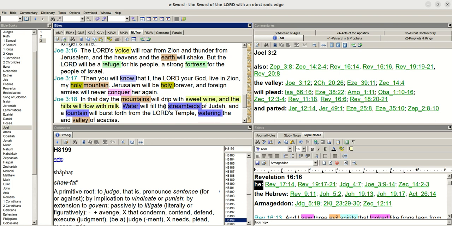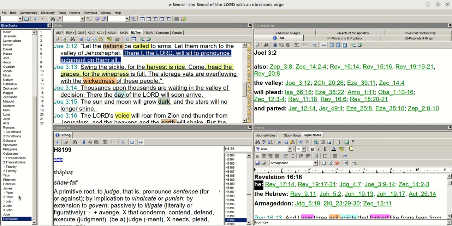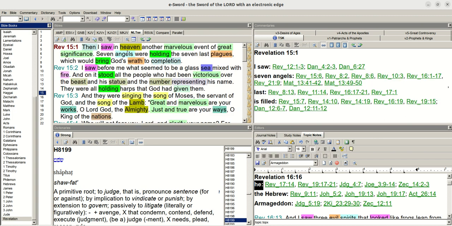Okay, that's basically enough. So let's just remember, we're talking about the harvest here, the winepress, and everything else. What does that have to do with Revelation 16 that we were looking at? Well, when we look at Revelation 16:1, it says "then." So that's telling us we got to read the previous chapter. So if we look at 15, "Then I saw in heaven a marvelous great significance. The 7 angels were holding the 7 plagues, which would bring God's wrath to a completion."